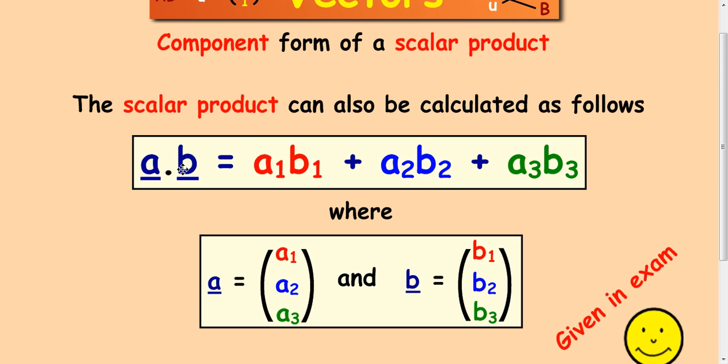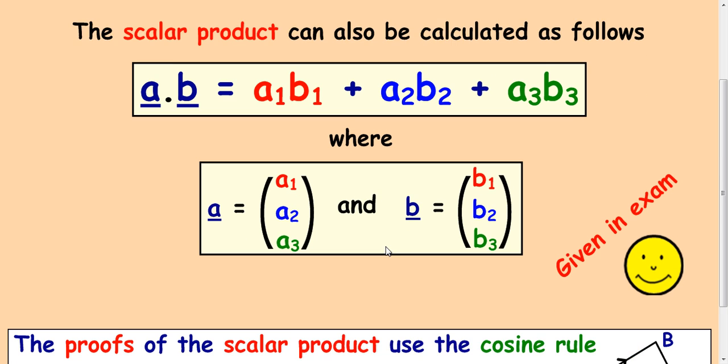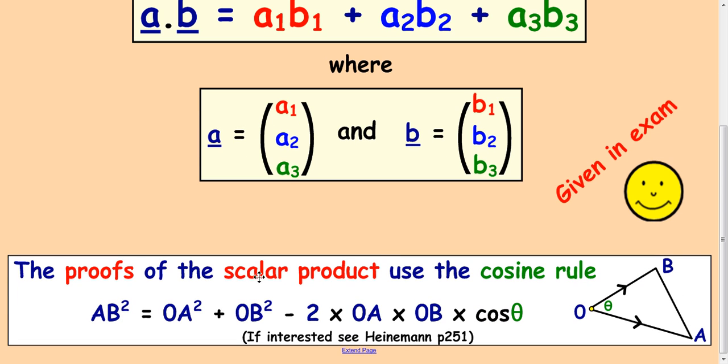So to multiply a dot b when we have component form, basically all you do is multiply the top two components, multiply the second two components, and then multiply the third two components and add them all together. It's really easy to use, and the formula is in the formula sheet. Now the proof of it uses the cosine rule. If you're interested in looking at that, you can see it on page 251, but I'm not going to go into it here.